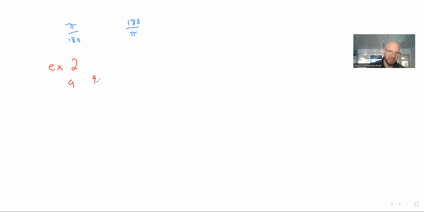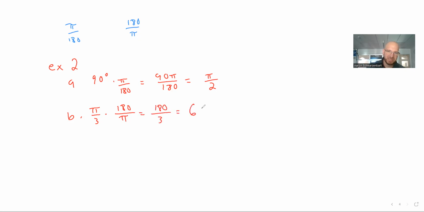Example 2a, we're going to do 90 degrees to radians. All I do is multiply by pi over 180. That's 90 pi over 180, and I reduce that to 1/2 pi, or pi over 2. I just don't write the 1. Part B of this, we're going to convert the other way. Pi over 3 radians, we're going to convert to degrees. My pi's cancel here, leaving me with 180 over 3, which equals 60 degrees.